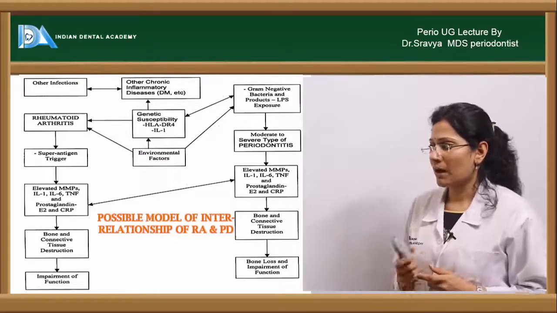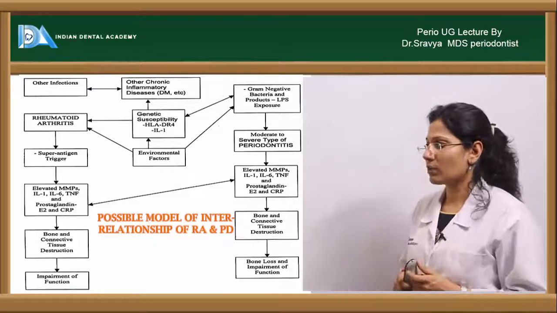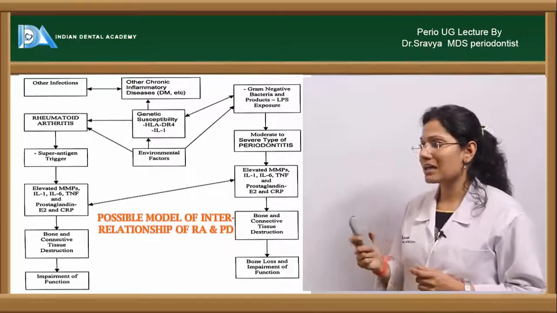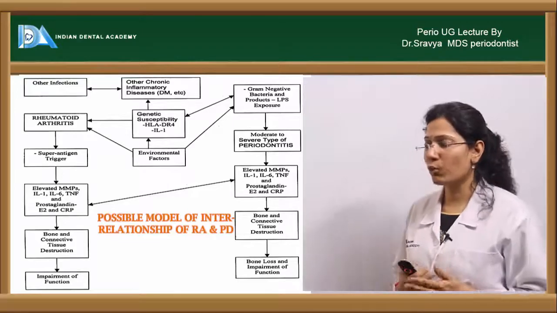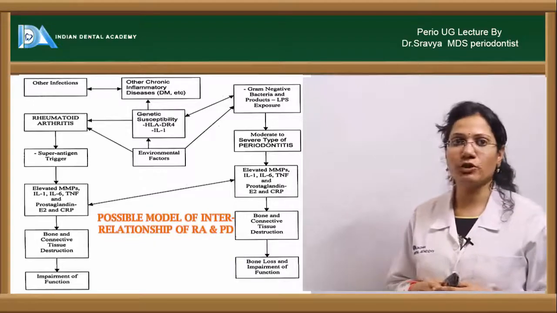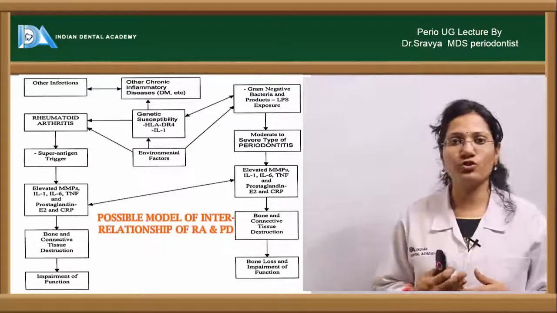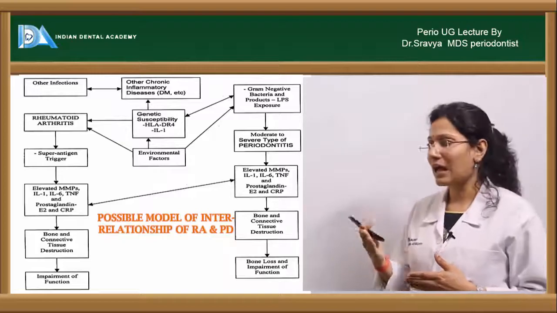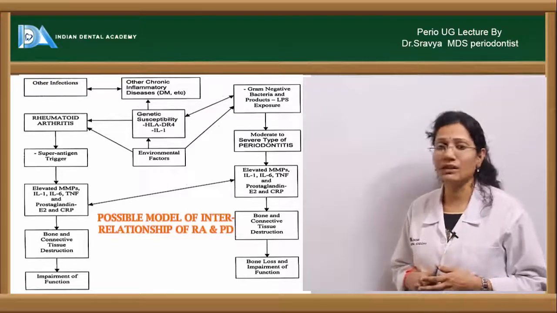Apart from the elevated MMPs, you have elevated levels of interleukin 1, interleukin 6, TNF alpha, and even prostaglandin E2 and C-reactive protein. C-reactive protein is an acute phase reactant. As a result of all these, there is breakdown of bone and connective tissue destruction, further leading to bone loss and impairment of the function of the tooth. Similarly, rheumatoid arthritis is a superantigen triggered reaction, wherein there are elevated levels of MMPs, interleukins, prostaglandins and CRPs, leading to connective tissue and bone breakdown and impairment of function.